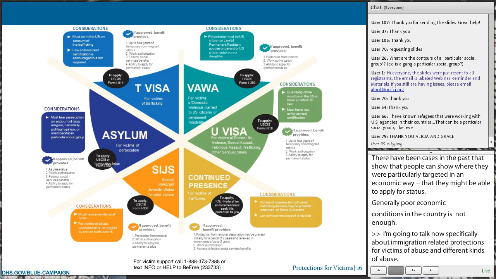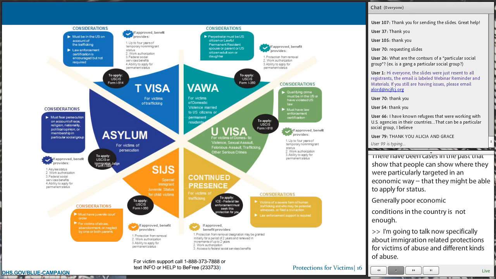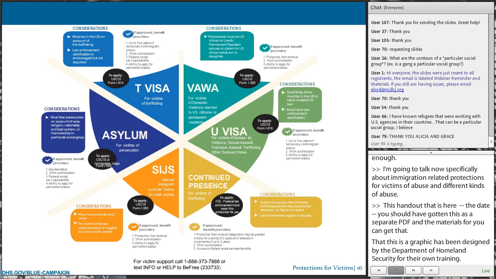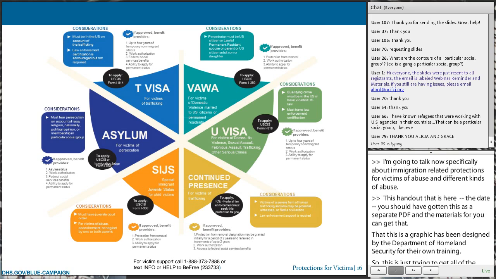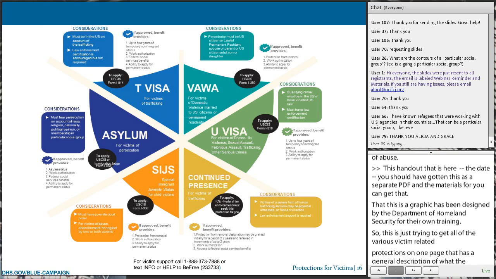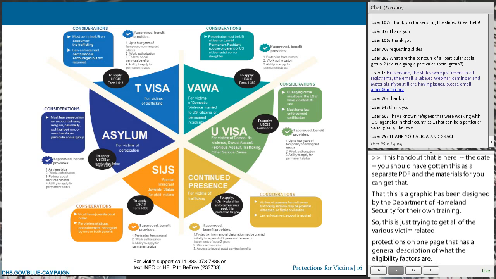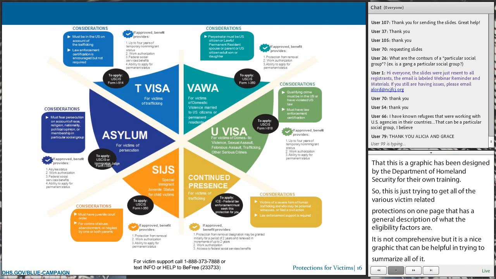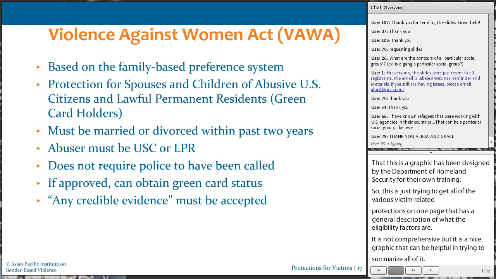But this is a graphic that's been designed by DHS, the Department of Homeland Security, for their own training. This is just trying to get all of the various victim-related protections on one page that has a general description of what the eligibility factors are. It's not comprehensive, but it's a nice graphic that can be helpful in trying to summarize all of it. It's as good of a graphic as we've been able to find in terms of articulating all the various categories that people who've been victimized might be eligible for.